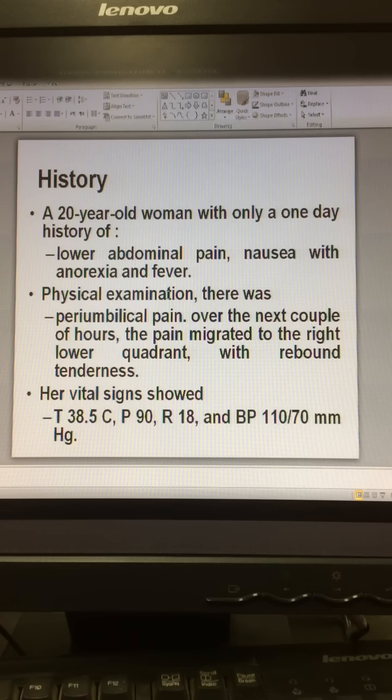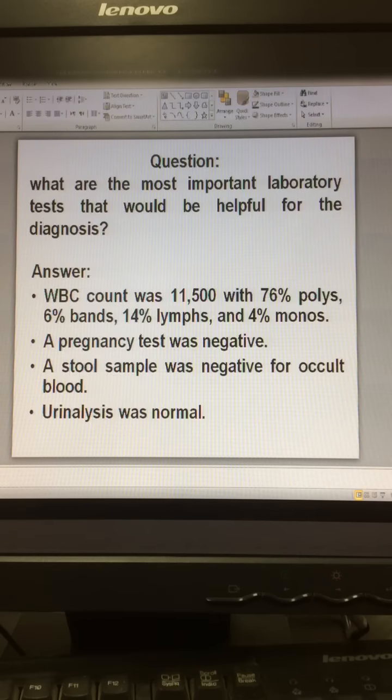This lady was found to have low-grade fever, 38.5 degrees Celsius. The pulse rate is 90, at the upper limits. Respiratory rate 18, and blood pressure 100/70, which is normal for her age. Now, to reach a diagnosis, we have to ask for some laboratory tests or investigations.